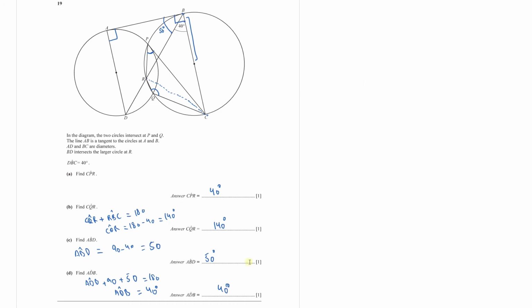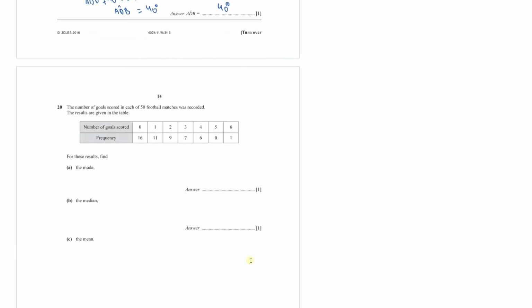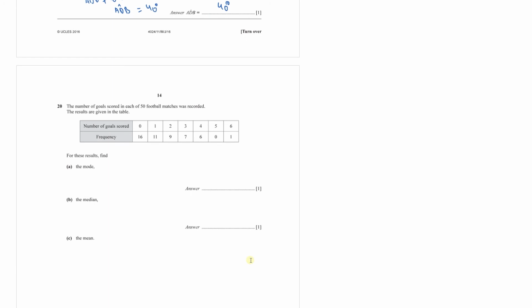So let's move on to the next question. Question number 20 is: the number of goals scored in each of 50 football matches was recorded. The results are given in the table. So you have frequency and number of goals scored. There were 16 matches in which there were 0 goals scored, 11 matches with 1 goal in each of those matches. Then there were 9 matches where there were 2 goals scored, and so on.